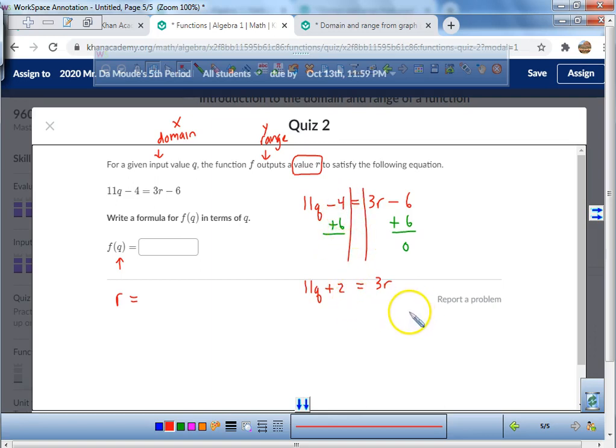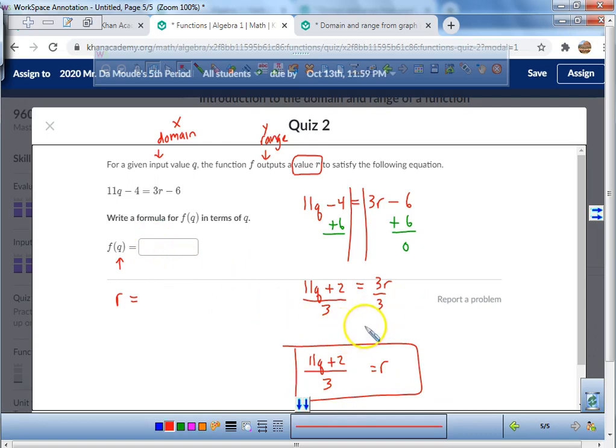Now, if we're solving for r, I want to know what r equals. I don't want to know what 3r equals. So here's the cool news. We're going to divide everything by 3. So we get 11q plus 2 all over 3. And bam! That's what I'm going to write right in here.